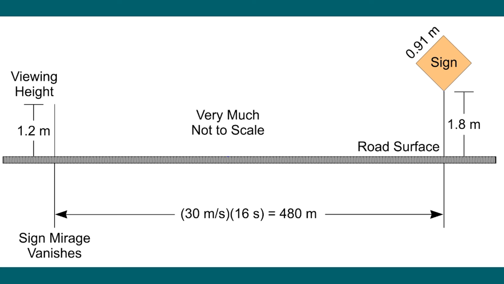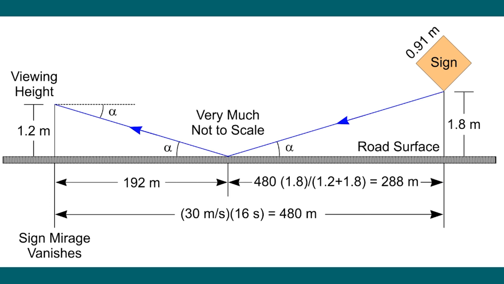Though refraction is the cause of the Mirage, we will approximate the Mirage as occurring from one single reflection from the road surface. We pick the lower part of the sign as the last rays from the orange sign reaching the eye. Taking the ratio of 1.8 meters to the sum of 1.2 plus 1.8, we arrive at the 288 meters from the sign to the point of reflection. The angle alpha is the Mirage angle. The tangent of alpha is 1.8 over 288. When you use a calculator to obtain the arctangent, you find that the alpha angle equals 0.36 degrees, a very, very small angle.